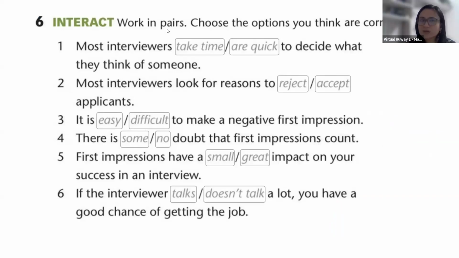In number 6, we are going to work individually, okay? Here, choose the options you think are correct. We have 6 sentences and 2 options. Choose the option that you think is the best. Maybe you can choose the option that is more logical to the sentence, right? So I will give you here 2 minutes, okay? 2 minutes, and then I call you to tell me the answers. Remember, it is what you think is correct, okay? So there is no bad answer. In case you want to justify, you can do it. You are free to do it. 2 minutes, guys, and I call you. Let's start.